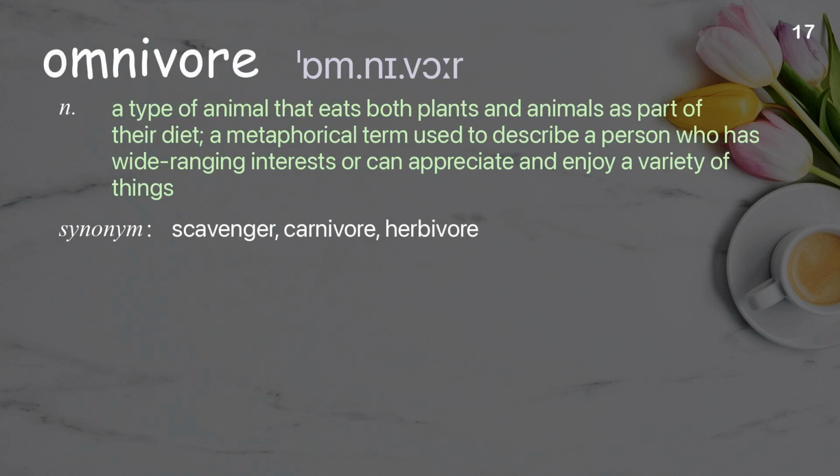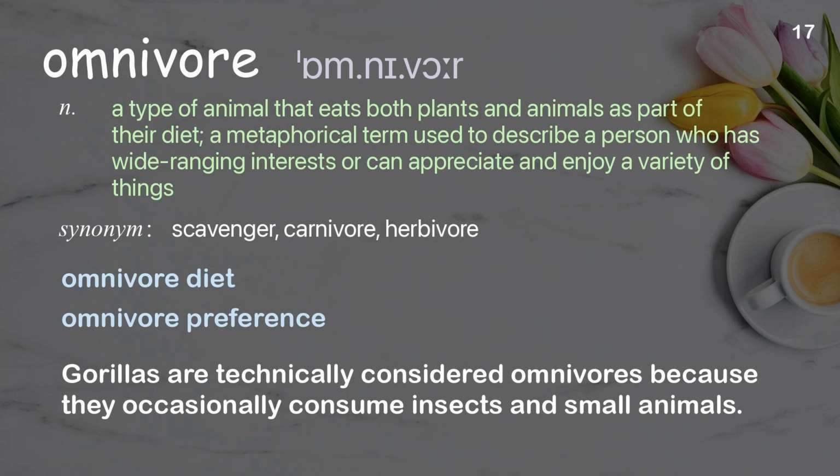Omnivore. A type of animal that eats both plants and animals as part of their diet; a metaphorical term used to describe a person who has wide-ranging interests or can appreciate and enjoy a variety of things. Examples: Omnivore diet. Omnivore preference. Gorillas are technically considered omnivores because they occasionally consume insects and small animals.